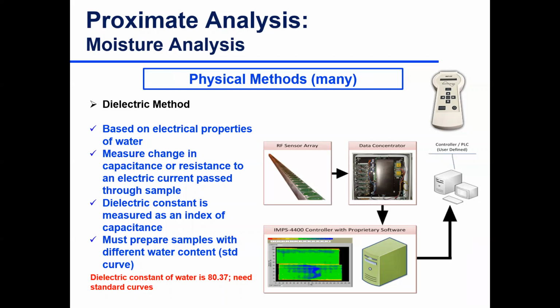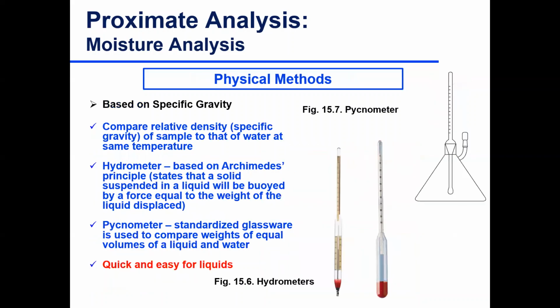And so you'll actually have to build a standard curve for it. You take your food, whatever you want to measure, compare it with different moisture contents and get a standard curve for it. Then you can read your dielectric constant and you can read out the direct moisture content. So again, one more method to look at.